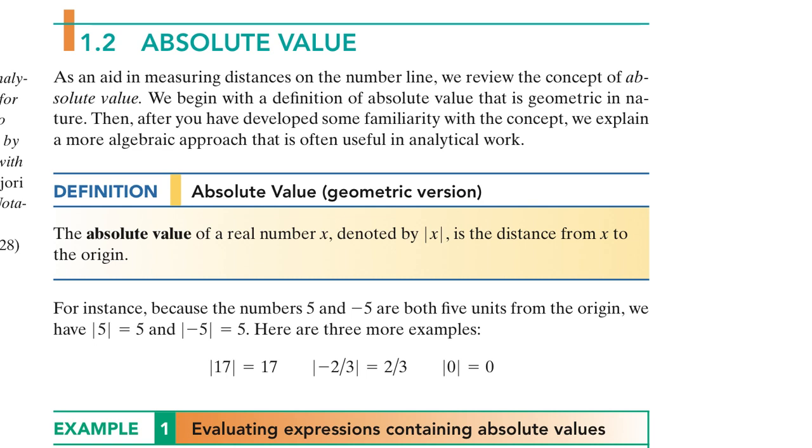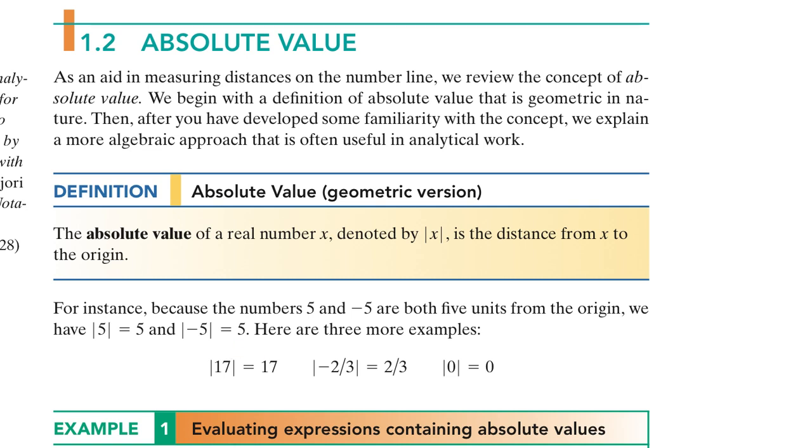We're going to get going with a geometric version. This is probably the one that, if you know about absolute value, you've probably heard about the most. These vertical lines mean the absolute value of x is the distance from x to the origin. And the origin would be 0. We're talking really just about a simple number line. So the origin is 0 on the number line. So for instance, the numbers 5 and -5 both are 5 units from 0, or the origin. And so the absolute value of 5 is 5 and the absolute value of -5 is 5.